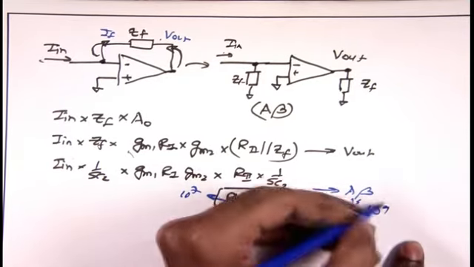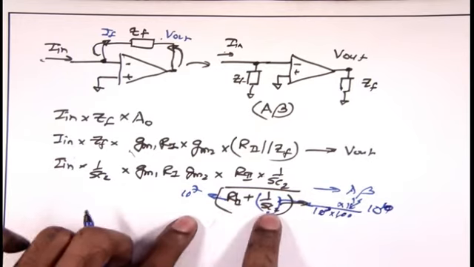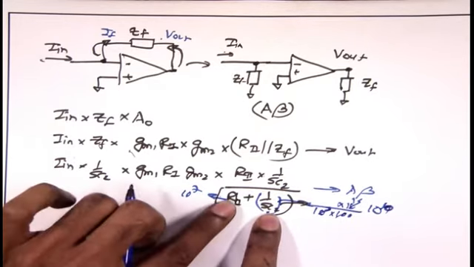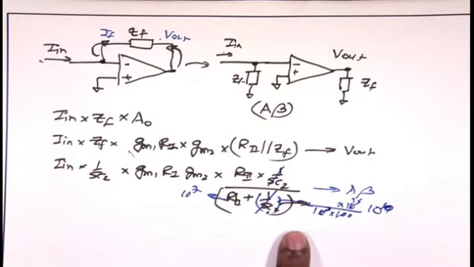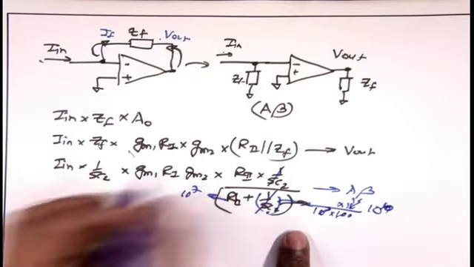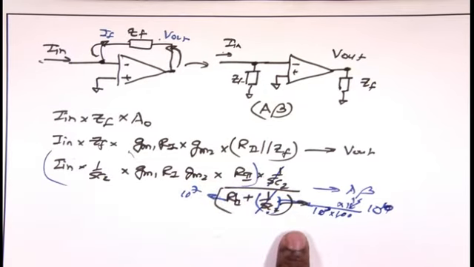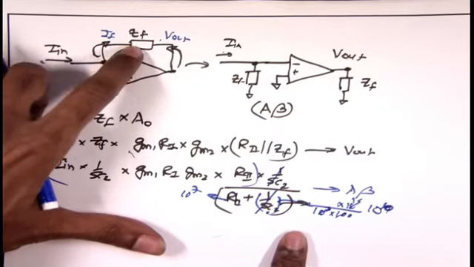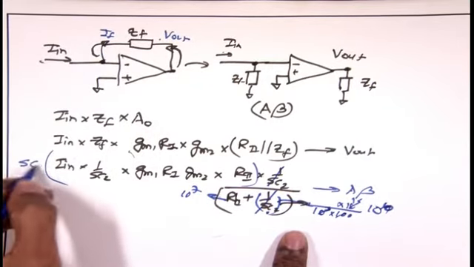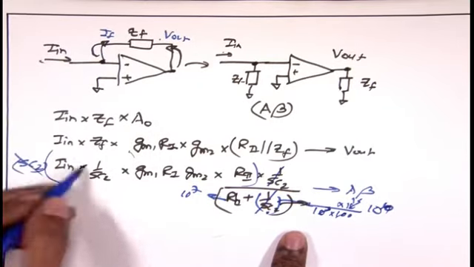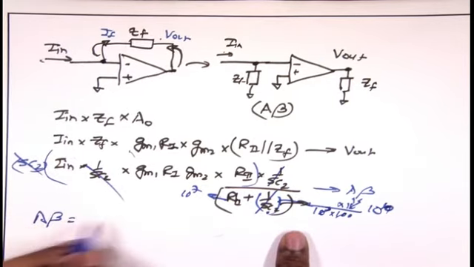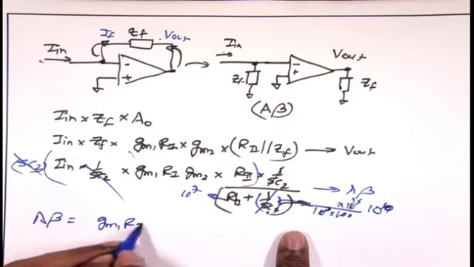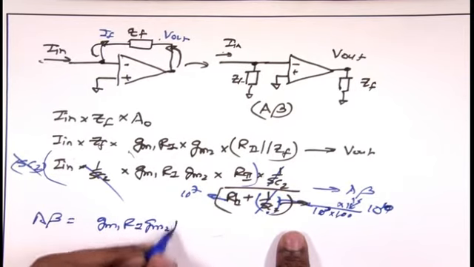So as compared to 1 upon SC2, we can ignore R2, and then one of the 1 upon SC2 gets cancelled with the other 1 upon SC2 on the top. So we are left with the remaining expression for the gain A. And now the beta factor we know is 1 upon Z_F, so that is again another SC2 factor coming over here. That cancels another SC2. So the overall A beta is just coming as GM1, R1, GM2, R2, which is the open loop amplifier gain.